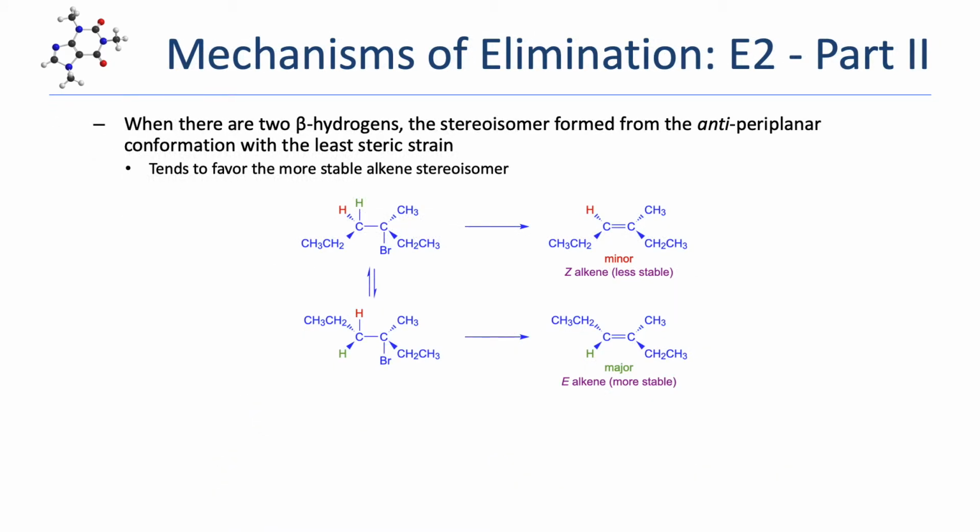Determining the major stereoisomer formed in an E2 reaction when the reactant has 2 beta hydrogens is simultaneously simpler and more complex. The complexity arises because there are now 2 beta hydrogens, each of which can be placed anti-periplanar to the leaving group. So in this example, I have a tertiary alkyl halide undergoing an E2 elimination. It's important to recognize that the 2 drawings on the left are the exact same molecule. The drawings represent two different conformations of that molecule. In the top conformation, the green hydrogen is placed anti-periplanar to the bromine leaving group.